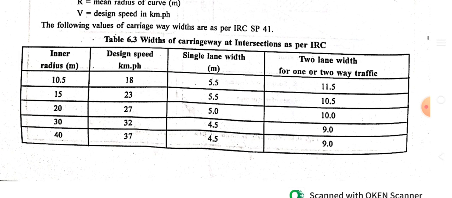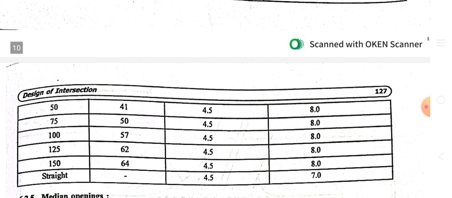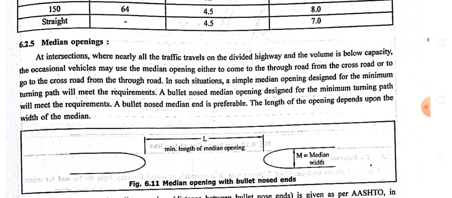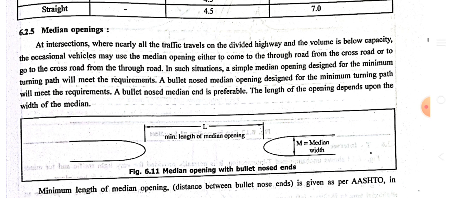So from the above equation, the width of the carriageway at an intersection is calculated. Here, if the inner radius r is 10.5 and the design speed of the vehicle v is 18, the single lane road width is 5.5 meter, and a two lane road width is 11.5 meter. So here we calculated some values from the above equation.